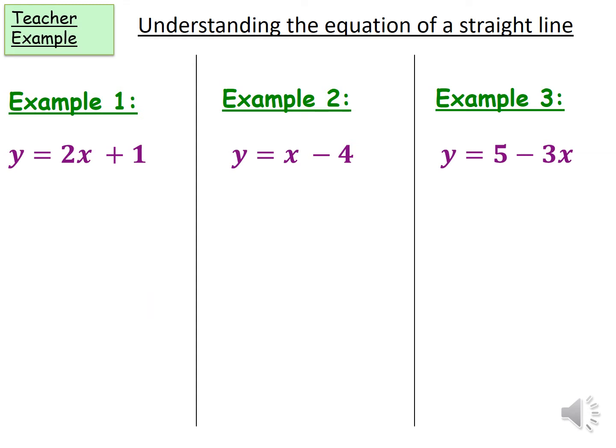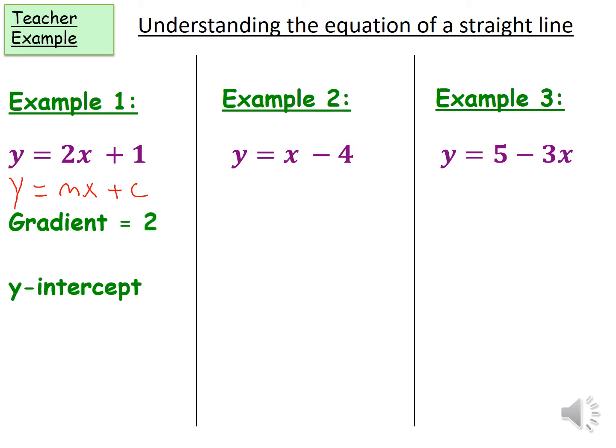We need to understand the equation of a straight line. So we have three examples on the board. Remember, the first thing that you need to remember is the equation of a straight line, which is y equals mx plus c. M is my gradient and c is my y-intercept. So remember, the gradient is the front of the x coordinate. So in this case the gradient here is 2. Okay, where is the y-intercept? The y-intercept is the letter c. In this case it is plus 1.